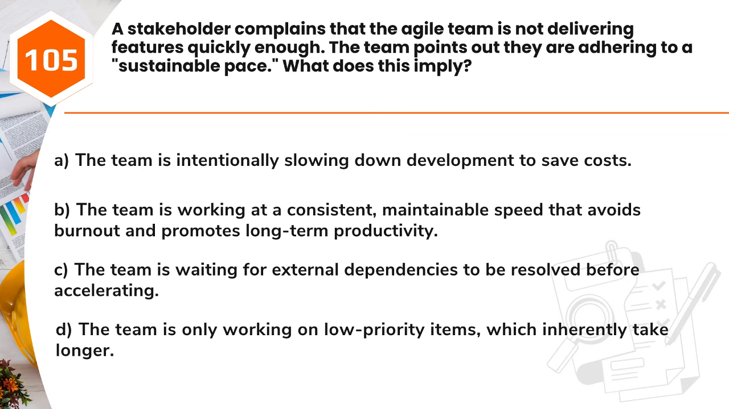Question 105. A stakeholder complains that the Agile team is not delivering features quickly enough. The team points out they are adhering to a sustainable pace. What does this imply? A. The team is intentionally slowing down development to save costs. B. The team is working at a consistent, maintainable speed that avoids burnout and promotes long-term productivity. C. The team is waiting for external dependencies to be resolved before accelerating. D. The team is only working on low-priority items, which inherently take longer.